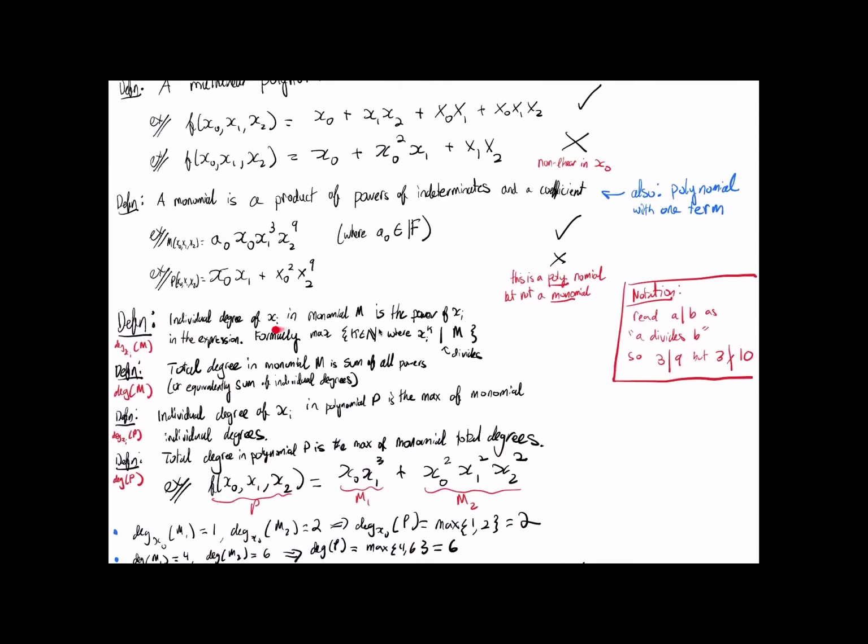The individual degree. Sorry, where a0 belongs to F, what's F? Oh, great question. F is some field. Specifically, polynomials are defined over some field. Their coefficients come from some field, and then these indeterminates are just symbols. So a0 here, imagine it's 3. So 3 x0, x1 cubed, x2 to the ninth. In this case, our field could be the rational numbers or the real numbers.